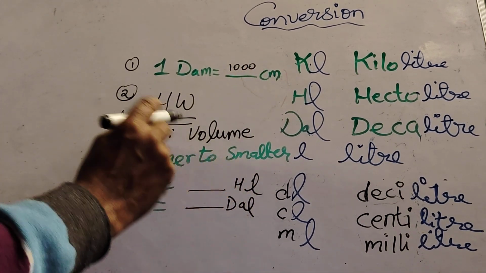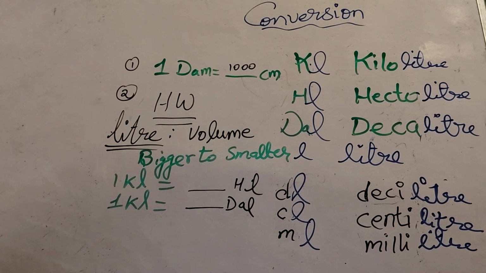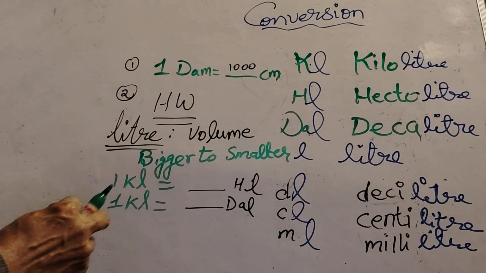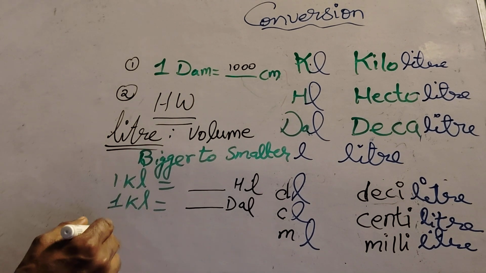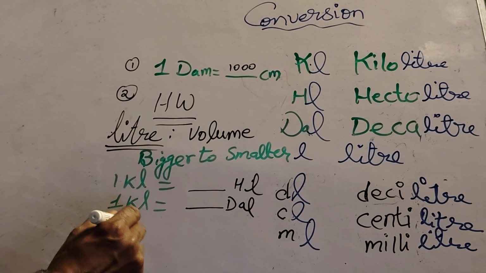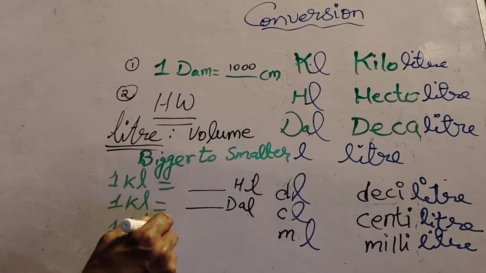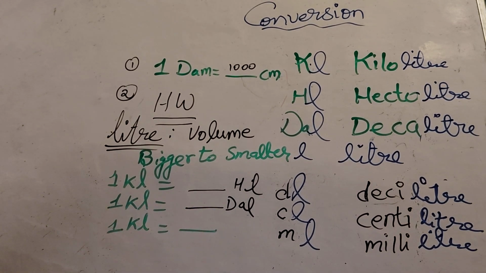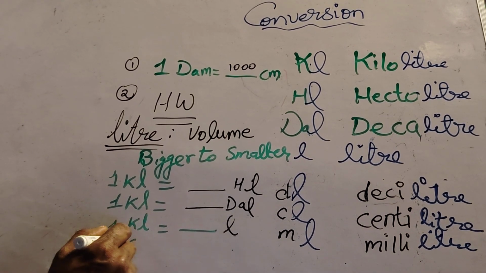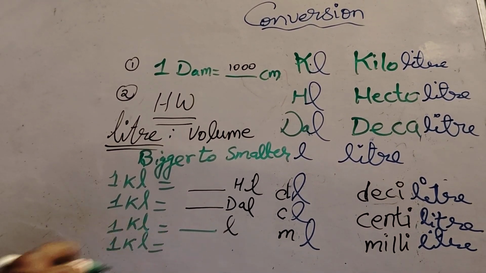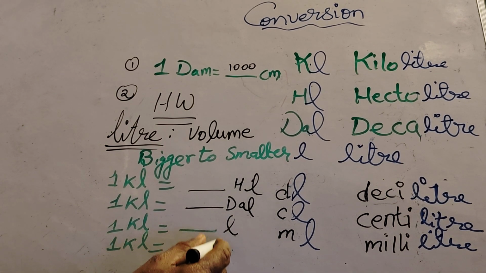So in this way you will prepare a chart. You will prepare a chart, and then 1 kiloliter equal to dash liter. Then next is 1 kiloliter equal to dash deciliter. So is it basically doing the whole chart? Yeah, you will prepare the whole chart.